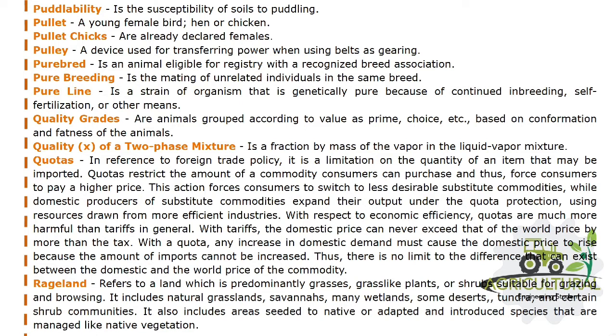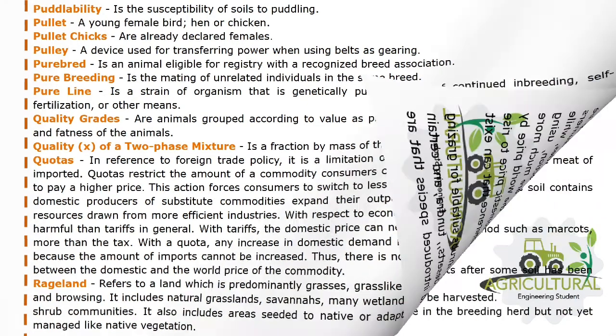price of the commodity. Rangeland refers to a land which is predominantly grasses, grass-like plants, or shrubs suitable for grazing and browsing. It includes natural grasslands, savannas, many wetlands, some deserts, tundra, and certain shrub communities. It also includes areas ceded to native or adapted and introduced species that are managed like native vegetation.